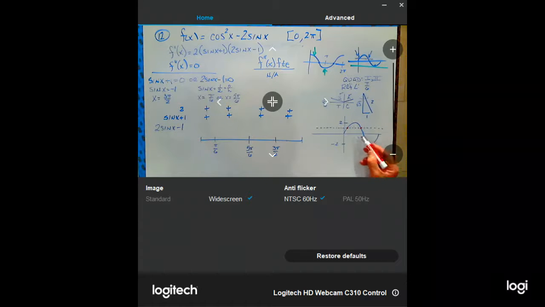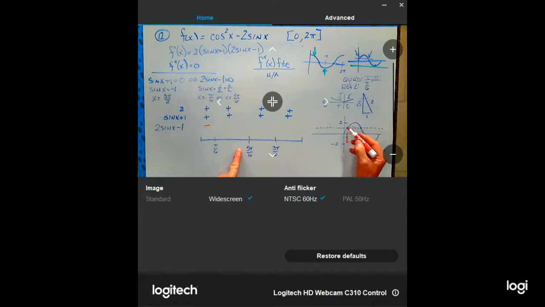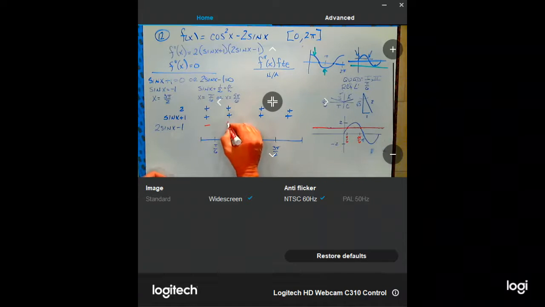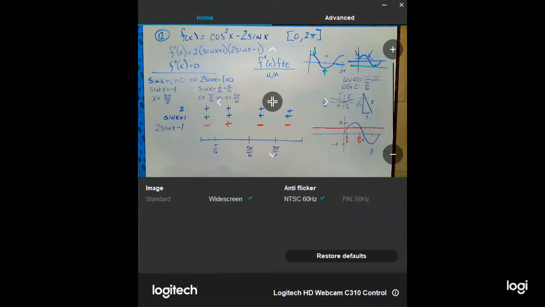So we can do our sign test off of this graph if we wanted to. We could say, well, this is pi over 6. This is 5 pi over 6, right? And so we know we're negative here, we're positive in here, we're above. Remember now, this is our new x-axis once we shifted the graph down 1. So we're positive here. Now, what about from 5 pi over 6 to 3 pi over 2? Well, 3 pi over 2 is here. So we're negative there, and we're negative here.